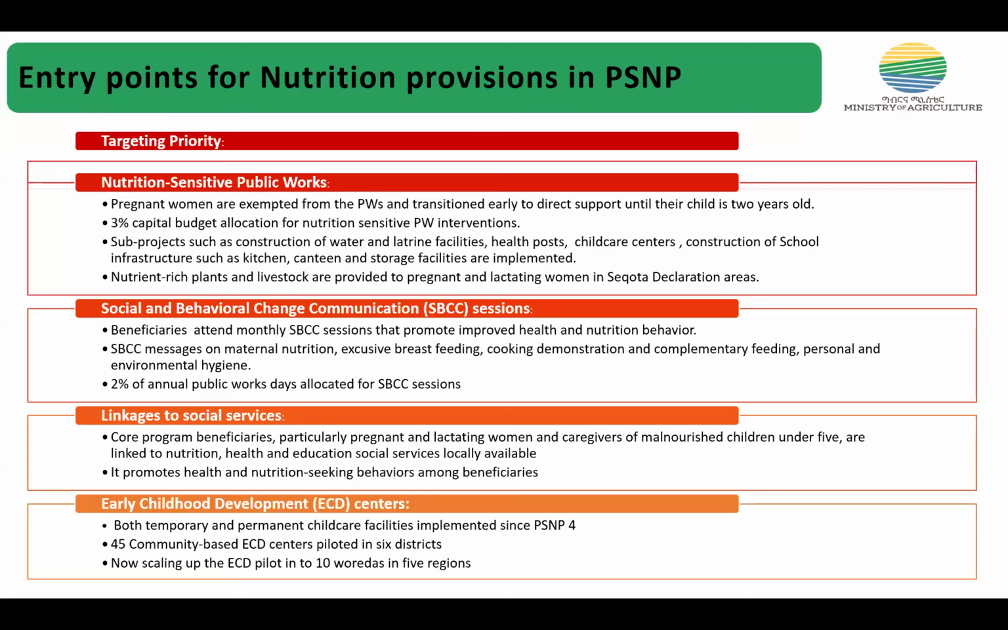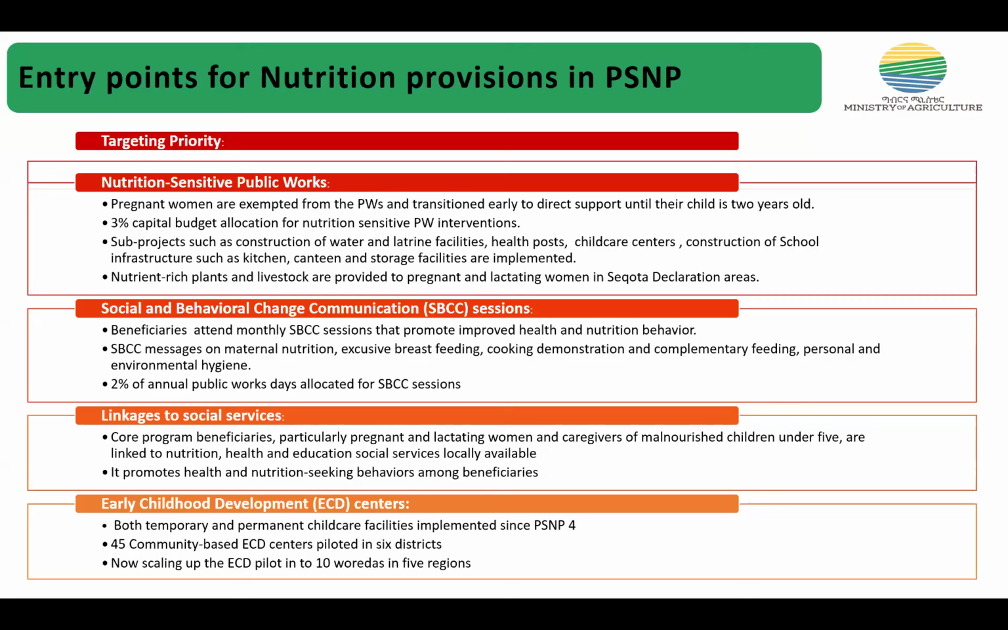There is also nutrition-sensitive public works. For instance, pregnant women are exempted from the public work, and when we detect them through the hospital, we transition them to temporary PDS beneficiaries until their child is 2 years old. We also allocate from our capital budget category 3% that should be used for nutrition-sensitive public work interventions. We have 9 sub-projects, and out of it, the 3% should go to this intervention.